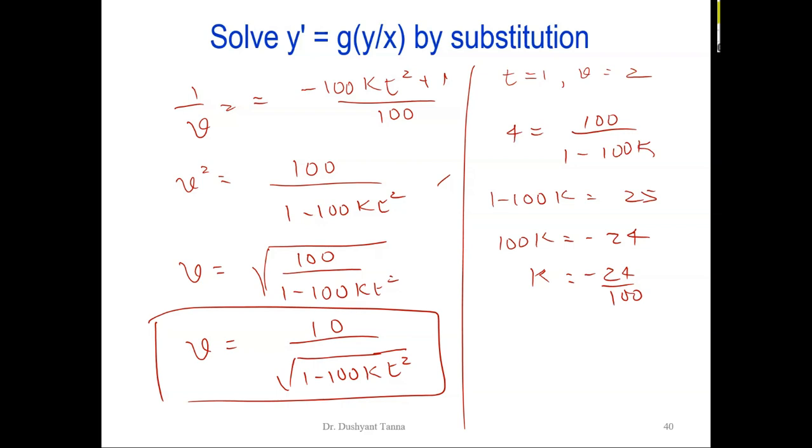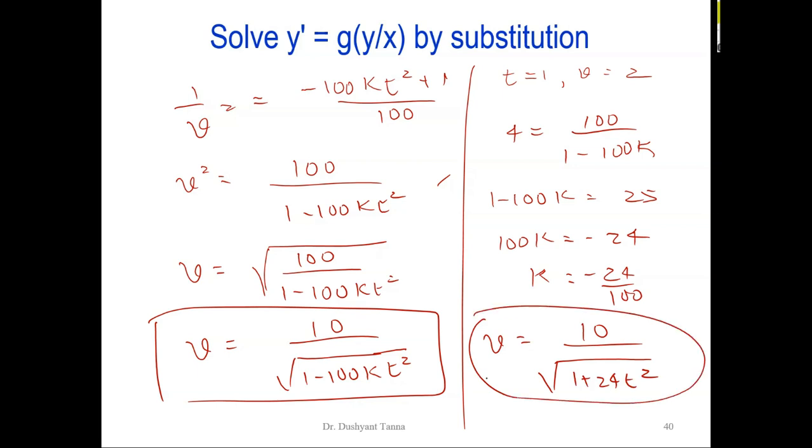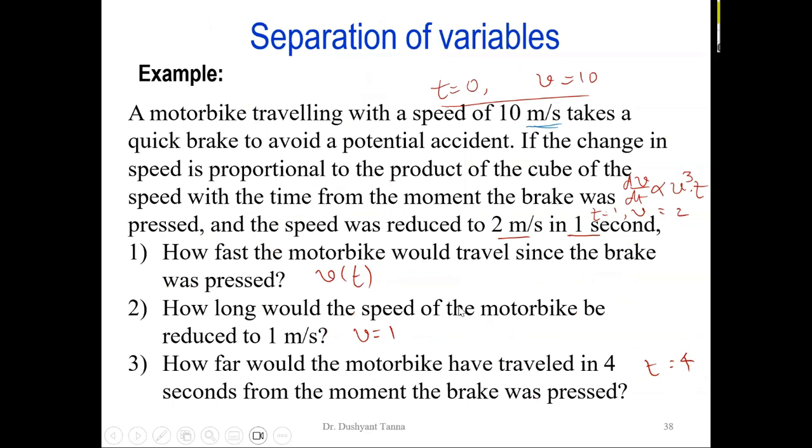You can keep it as minus 100 k is 24 or whatever. And therefore my v will be, with 1 minus 100 k being 24, 10 over root of 1 plus 24 t squared. That is my particular solution where I don't have any constant. Okay. So when you look at the question, what have you addressed?